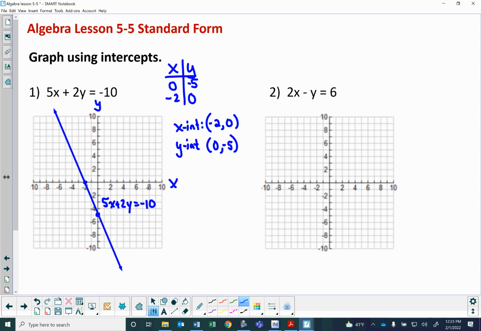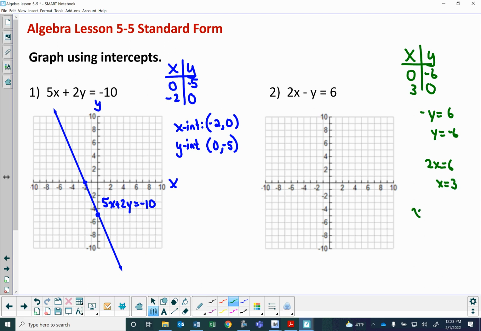Graphing by intercepts is marvelous, provided your intercepts are whole numbers. If they're ugly fractions, you're not going to be able to use intercepts. And for problem number 2 here, I'm going to do my x and y table again. If x is 0, if y is 0. If x is 0, you get negative y equals 6, so that means y is going to equal negative 6. If y is 0, you get 2x equals 6, that means x is going to equal 3.